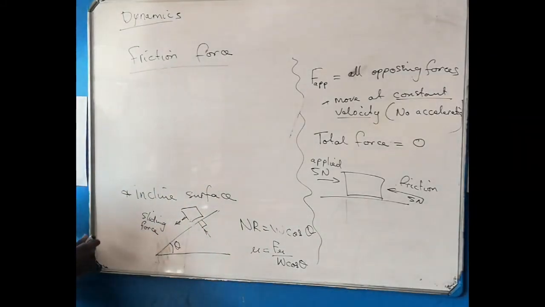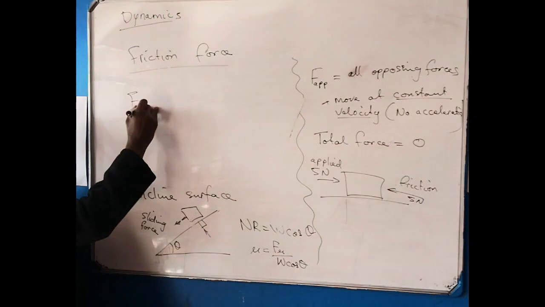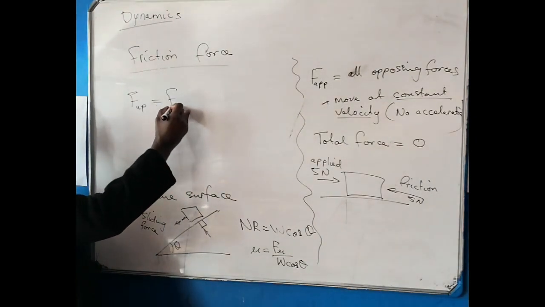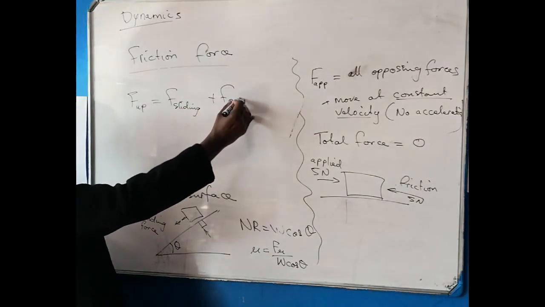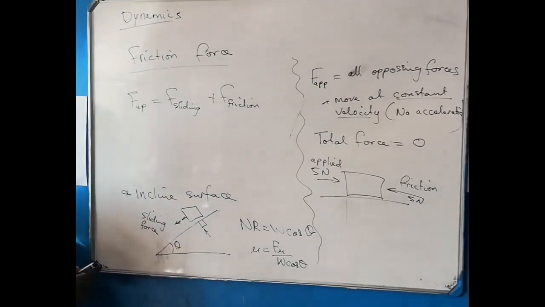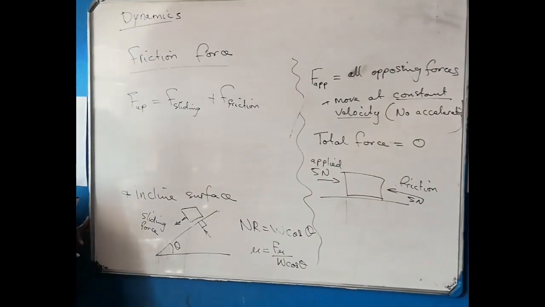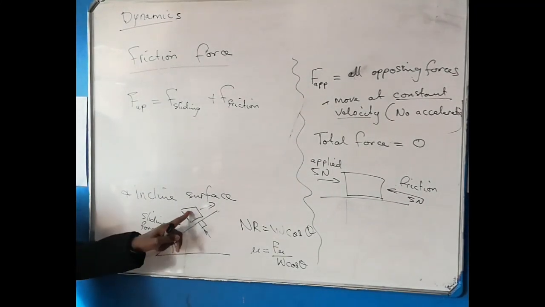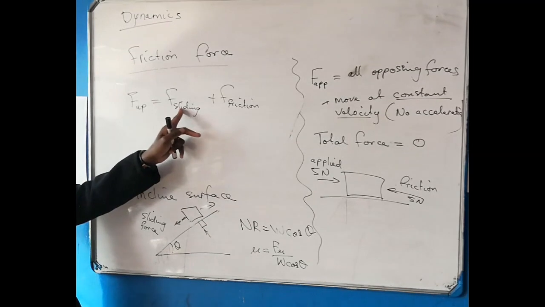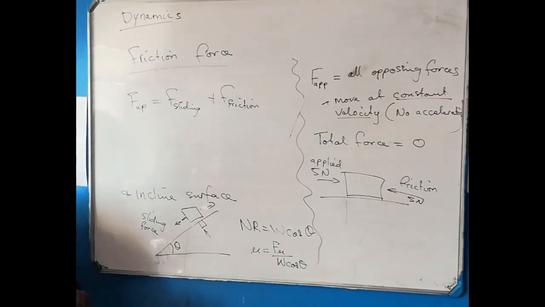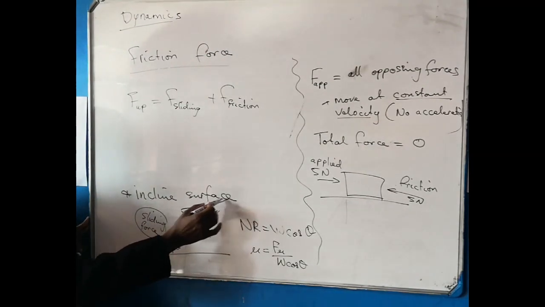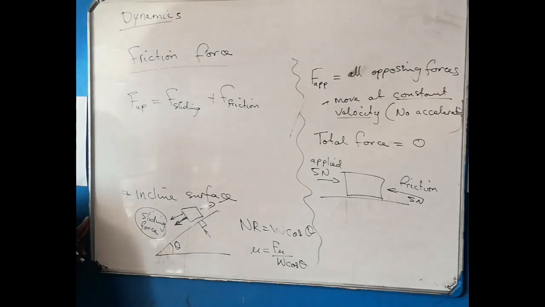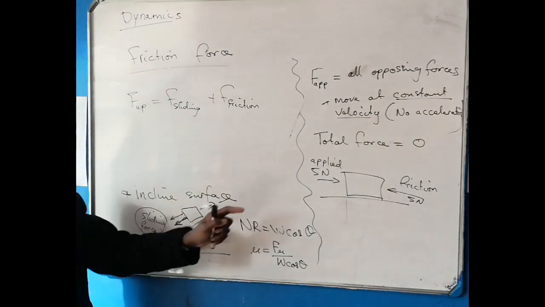In this case, if you are pushing this object up, if you want to move this object upwards, up the incline, the applied force that you need should be equal to the sliding force plus the friction force, because the sliding force is going in this direction, right? The friction force, you want to push this one upwards, your friction force is also going in that direction.